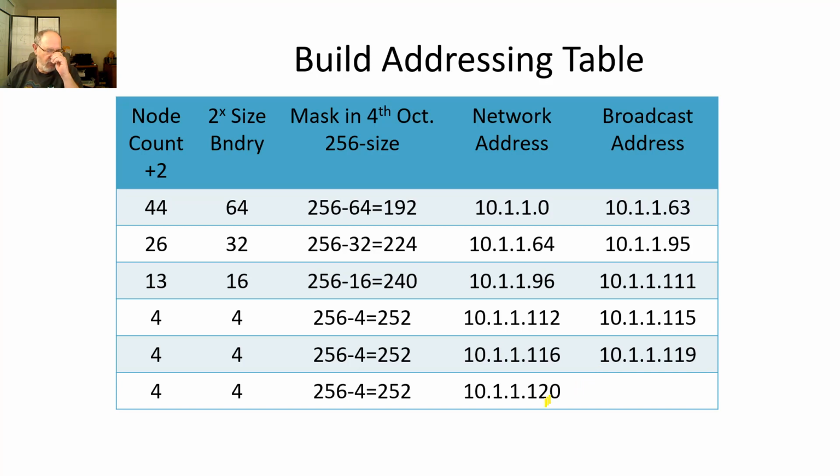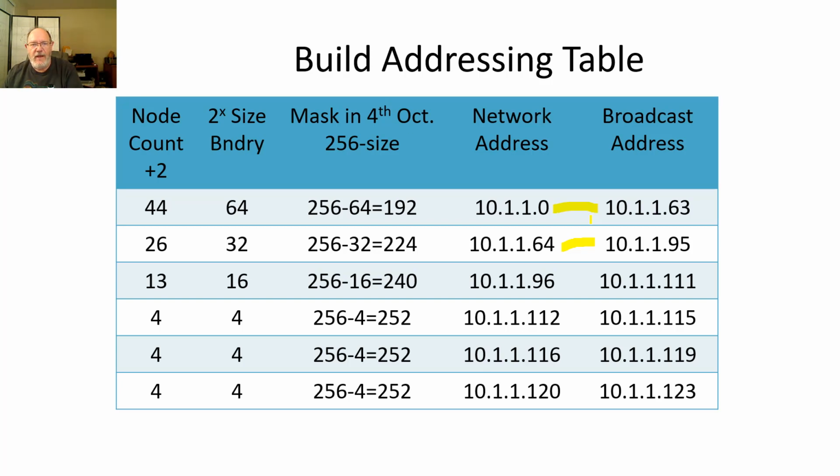We will get 119. For the last one, we don't have another network. If we did, it would start at 124, 120 plus 4. We subtract 1, and we get 10.1.1.123. And now, in this table, all of the IP addresses in between the network address and the broadcast address are assignable as node addresses. And we have allocated IP addresses in a way that doesn't waste too many, and life is good.